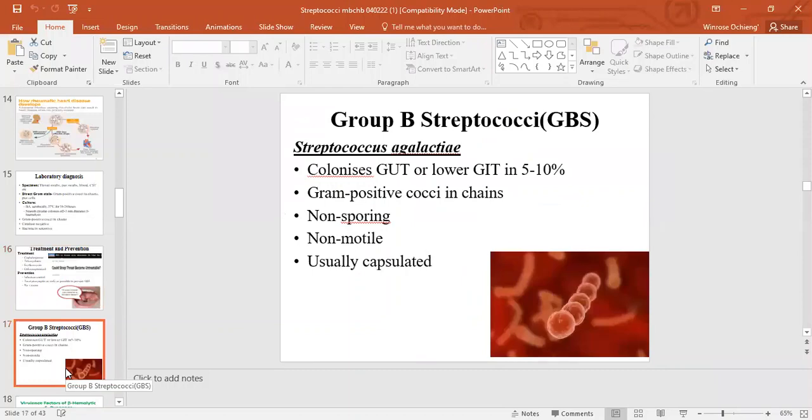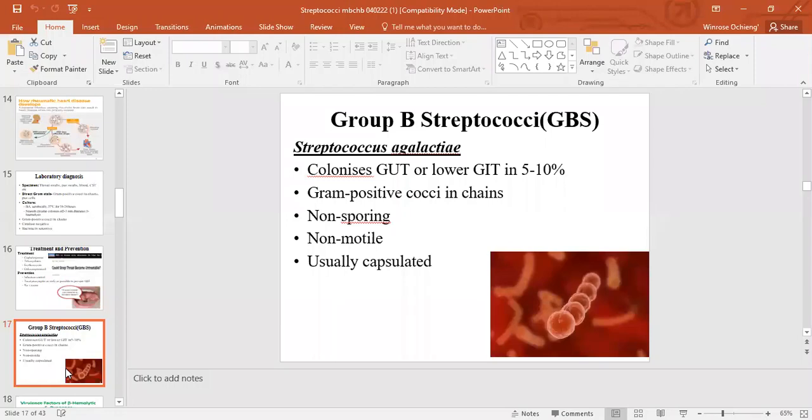So another group of streptococci that we would be interested in a lot is group B streptococci, Streptococcus agalactiae. Remember, Streptococcus agalactiae and Streptococcus pyogenes are both beta hemolytic strep. You'll be able to see this in the laboratory. But we are able to tell by Lancefield grouping that group A is Streptococcus pyogenes and group B is Streptococcus agalactiae.